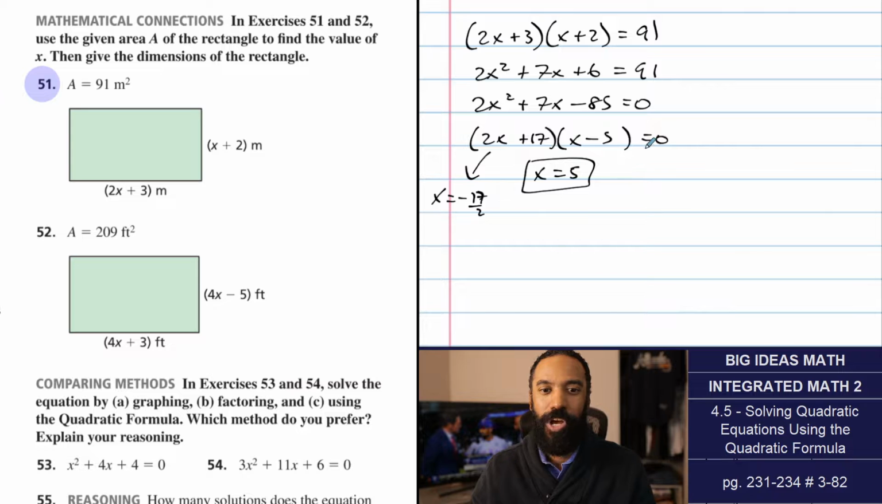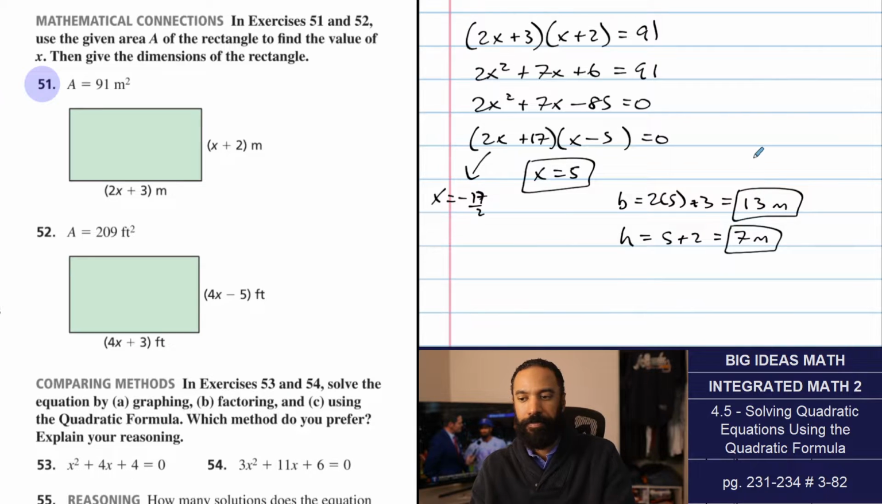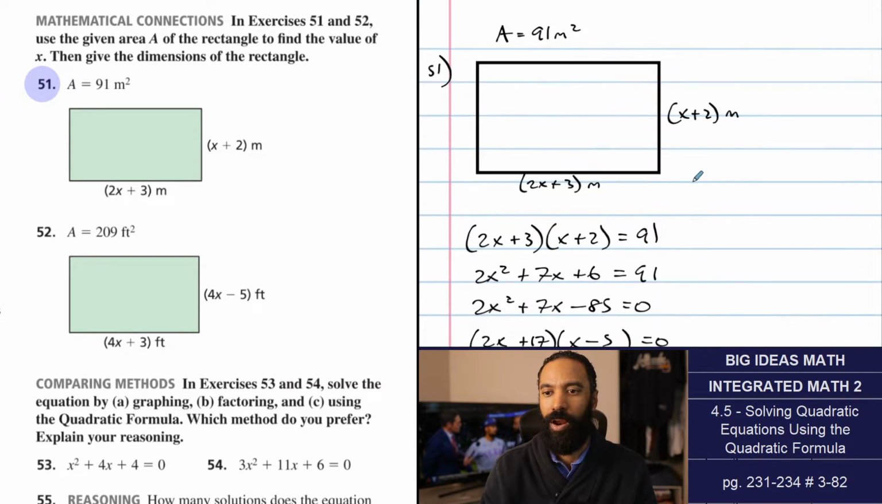X equals 5. So the dimensions are, we have a base of 2 times 5 plus 3, which is 13 meters, and we have a height of 5 plus 2, which is 7 meters. 13 times 7 is 91. All right, that is number 51.